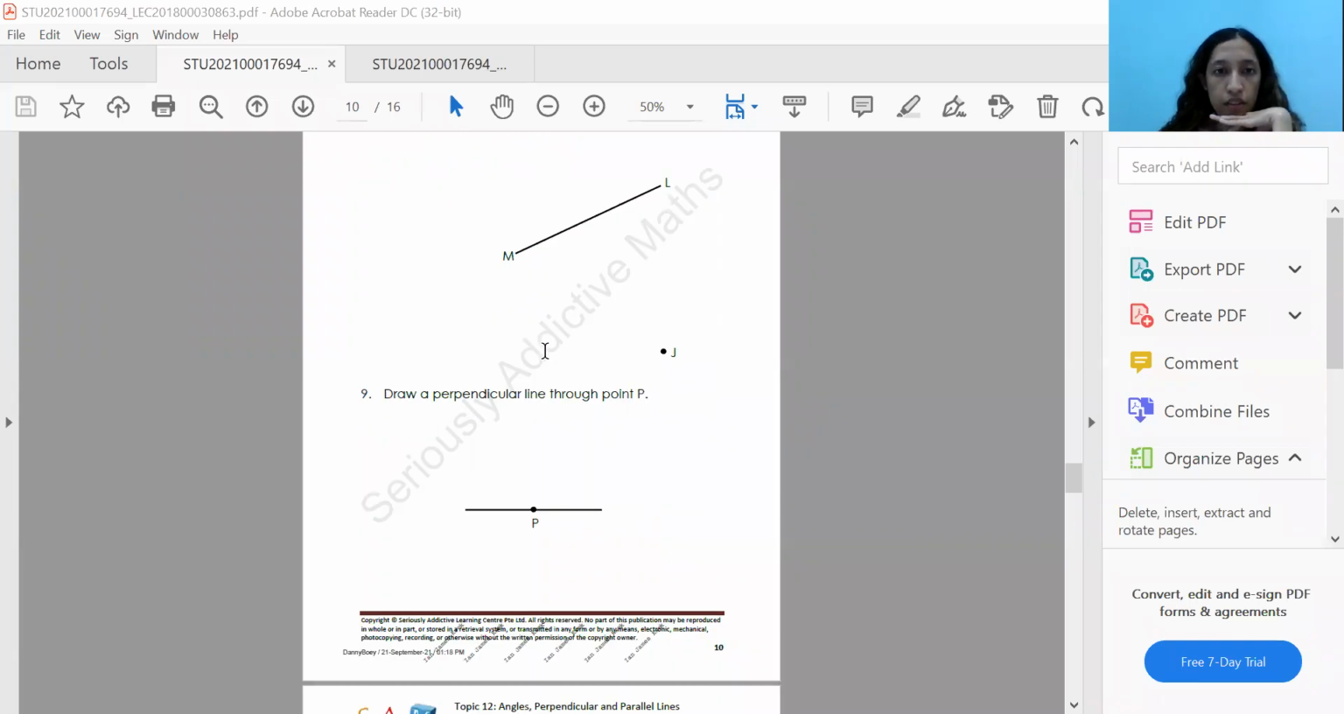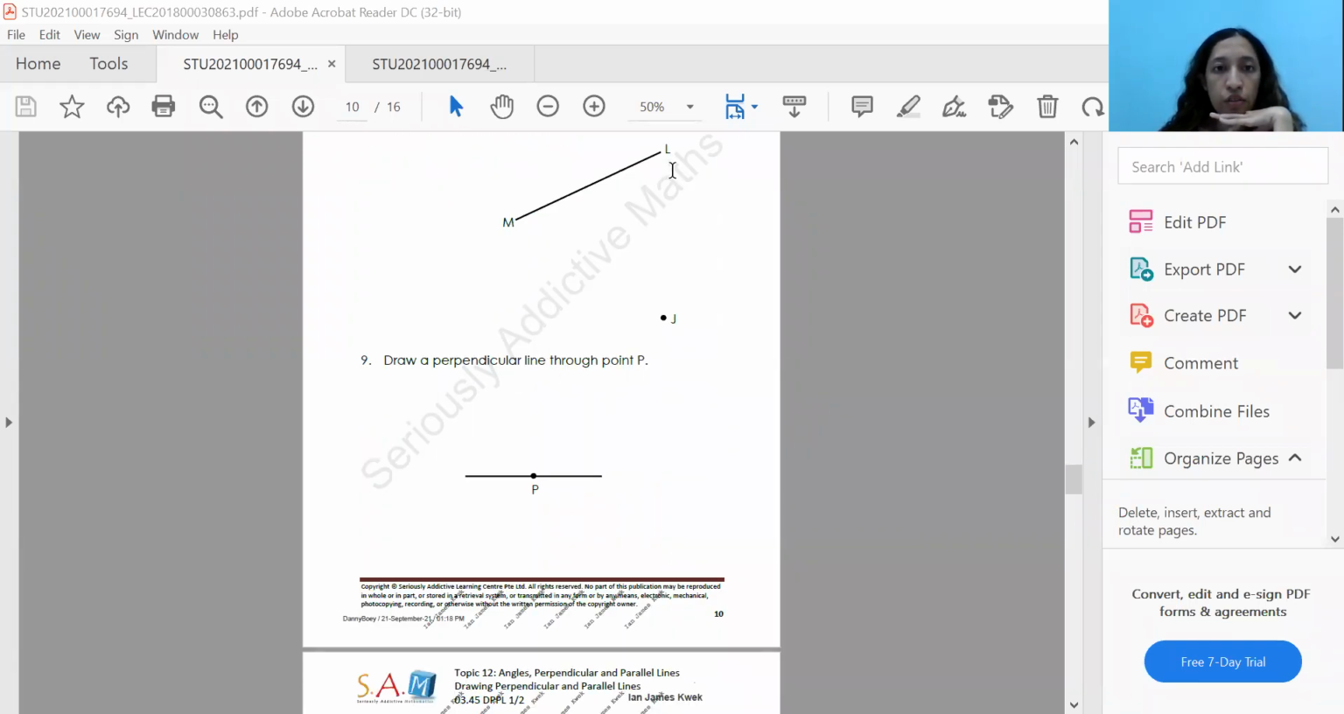Okay. So draw a perpendicular line through point P. So through point P, draw a perpendicular line. So there we go. Okay. That's your perpendicular line. It forms a right angle. All right.